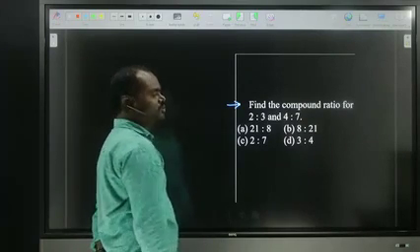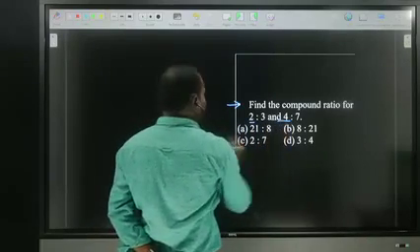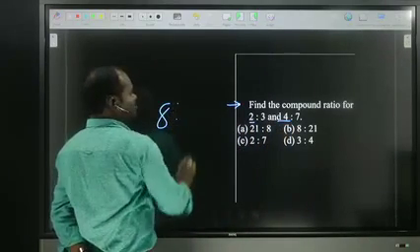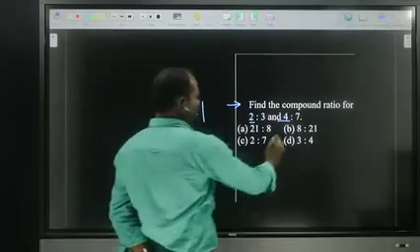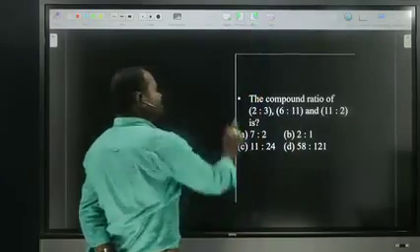What is the compound ratio, ma? Product of antecedents is to product of consequents, ma. 2 into 4, ma, 8, is to 3 into 7, ma, 21. Right, ma. 8 is to 21, ma. Option B. Right, ma. Now tell me the answer for this one.